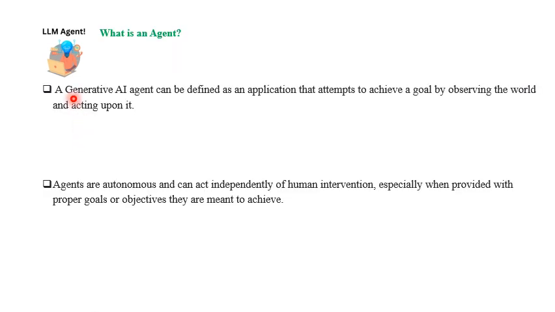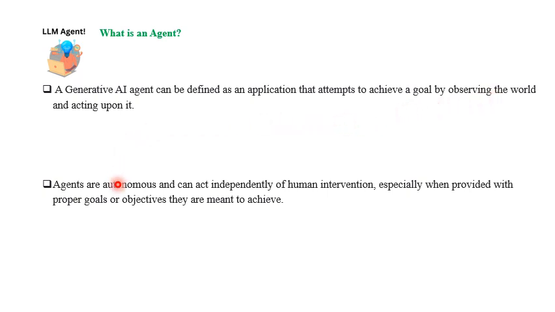Okay, a generative AI agent can be defined as an application that attempts to achieve a goal by observing the world and acting upon it. So it is an application that follows a goal by observing the world and taking some action. We have a goal, we have observation, and we have action.